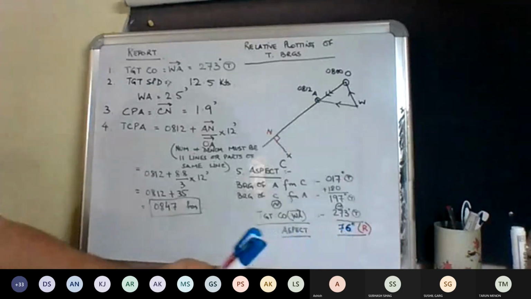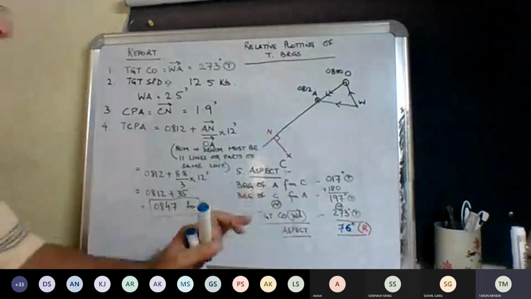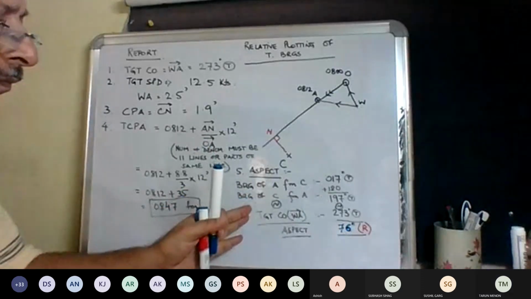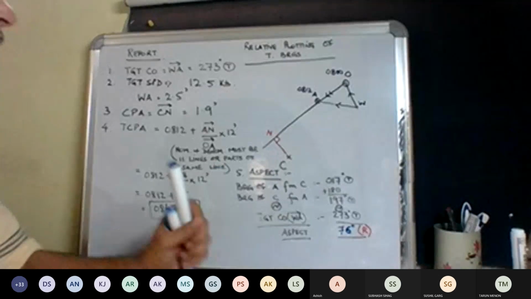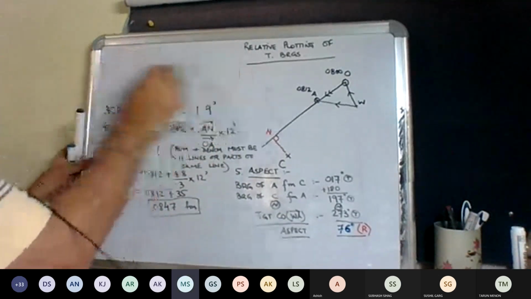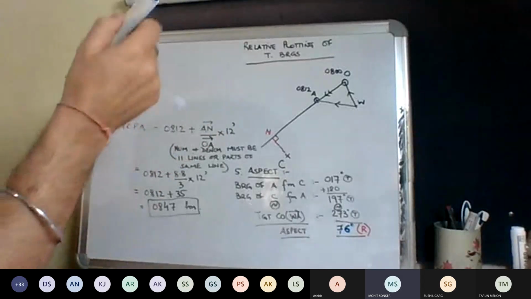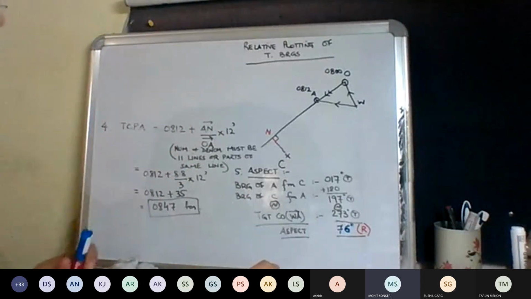Is that okay? Is aspect clear to everybody? Yes sir. Sir, another way to measure aspect is to join the target course and the true course of our own ship and measure the angle between them. Then we can also get the aspect.